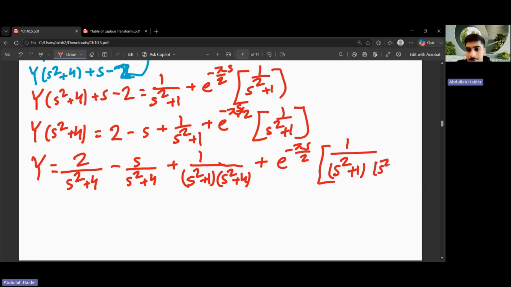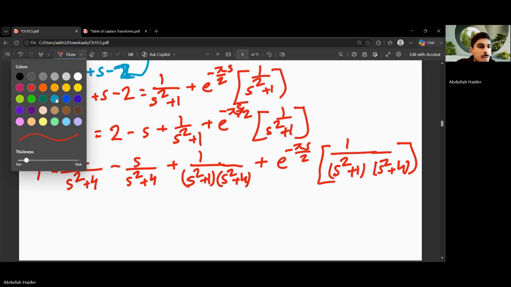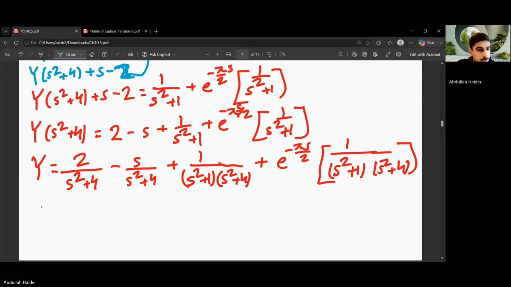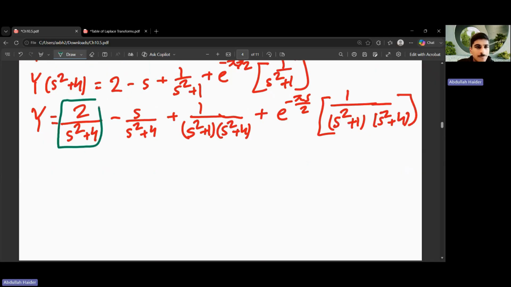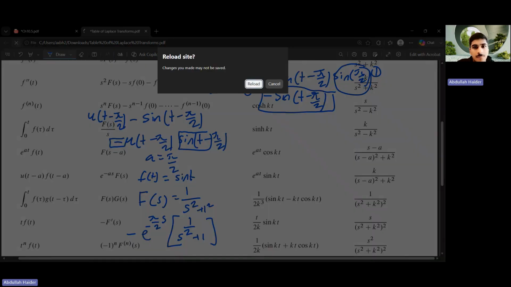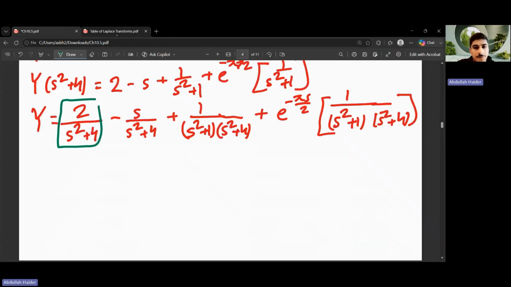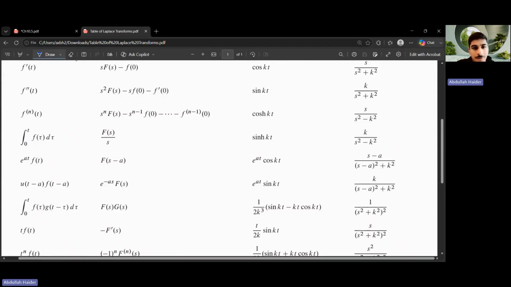There's a good thing about this question, by the way. In the end, you'll notice. So this is our main big equation, and now we need to find the inverse Laplace of this main equation. Inverse Laplace of 2 over s squared plus 4 means you're looking for k over s squared plus k squared, so 2 over s squared plus 2 squared.